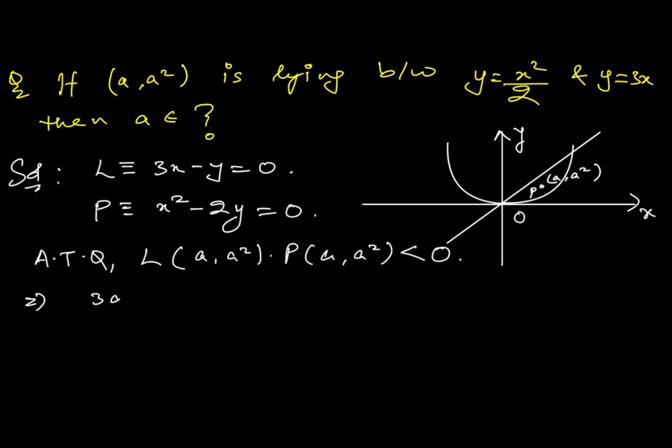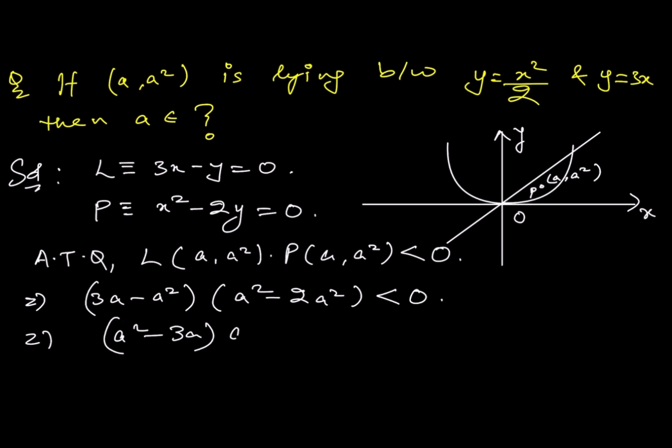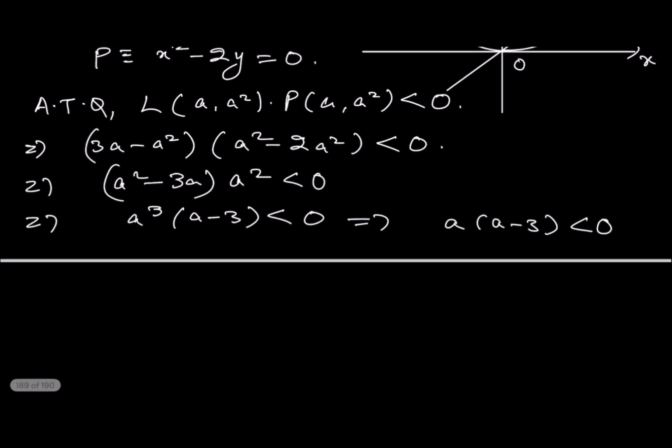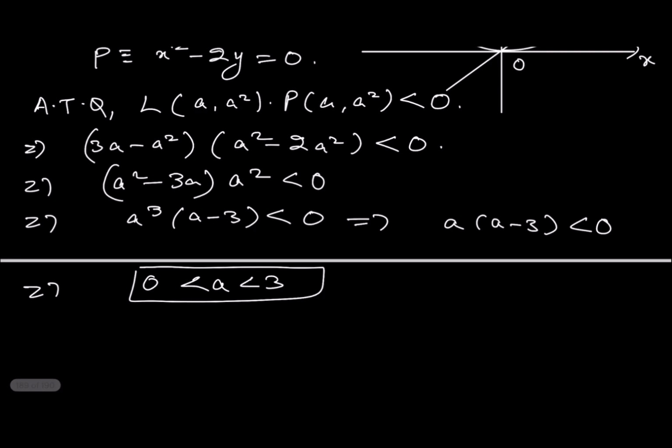So this is (3 - a²)(a² - 2a²)... negative, or a² - 3a, 2a² is negative, or a common, so a(a - 3) is negative, or a into a minus 3 is negative. So a is lying between 0 and 3. So this is the required interval for a.